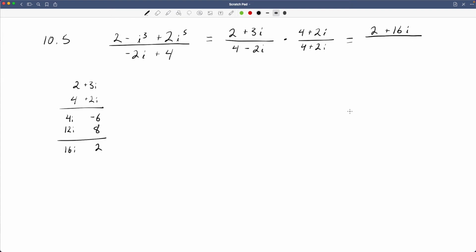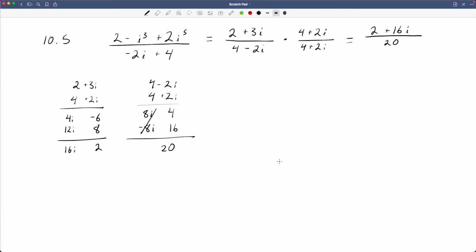So now we're going to stack the bottom, the denominator. So we have 4 minus 2i and 4 plus 2i. So 2 times 2, that's a negative 2, so it's going to be negative 4 times negative 1, so it's going to be positive 4. 2 times 4, that's going to be an 8i. 4 times negative 2, that's going to be a negative 8i. And 4 times 4 is 16. So those cancel, and we're left with 20 in our denominator.